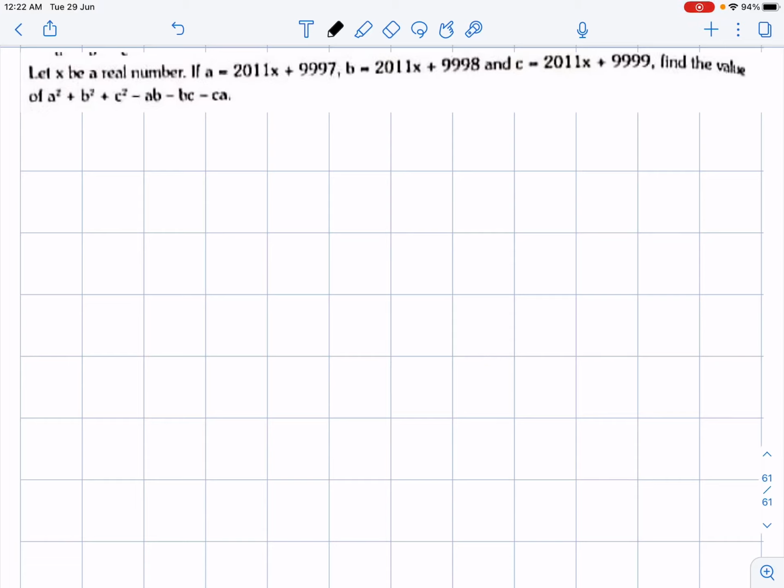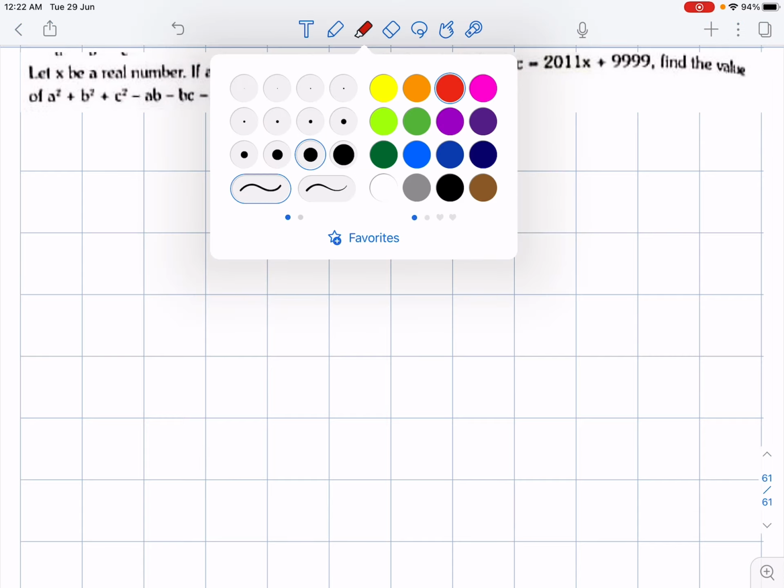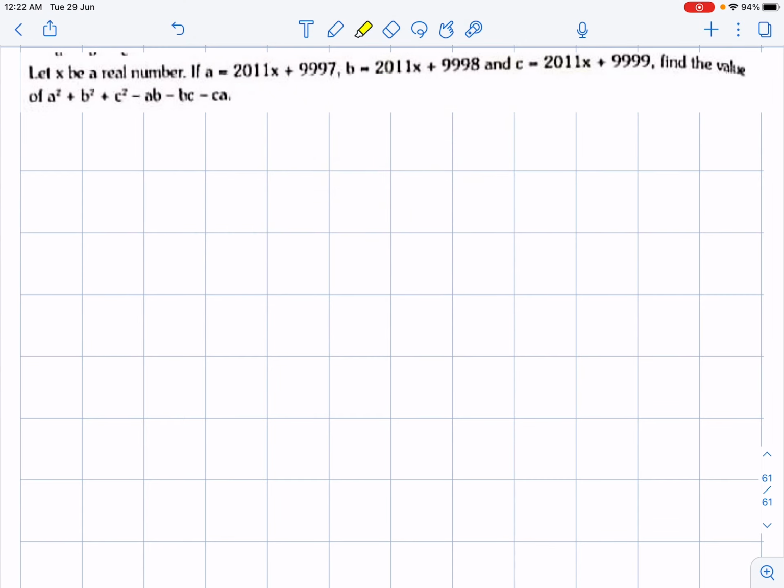So continuing the problem solving in polynomials, we are going to solve the 12th question written on the screen. What is the question given to us? Let x be a real number. If a is equal to 2011x plus 9997, b is equal to 2011x plus 9998, c is equal to 2011x plus 9999, find the value of a square plus b square plus c square minus ab minus bc minus ac.